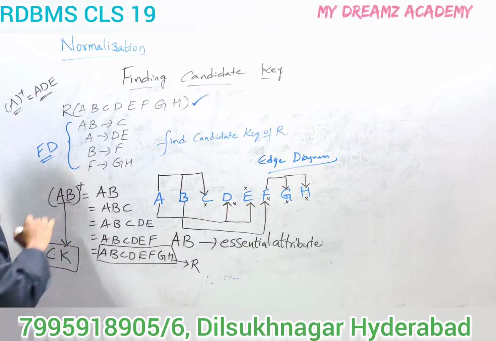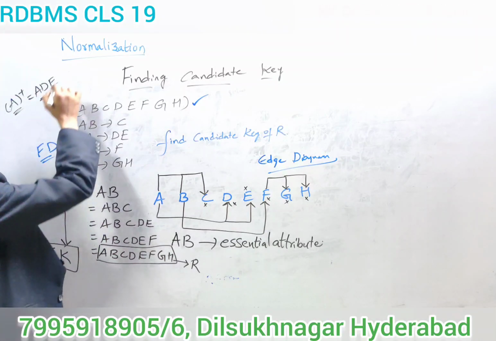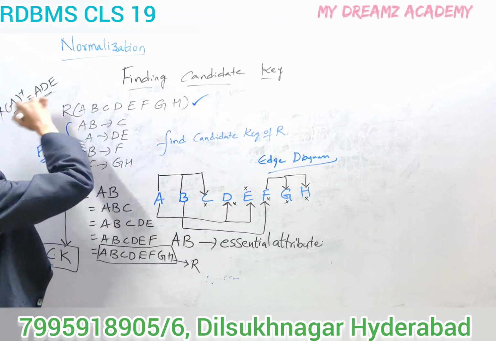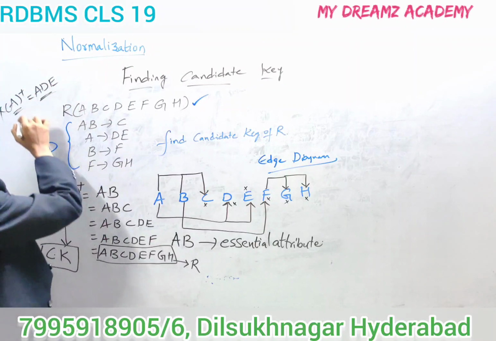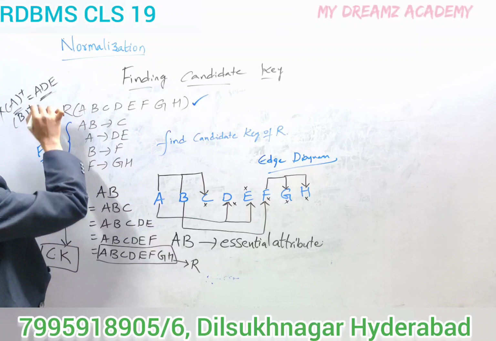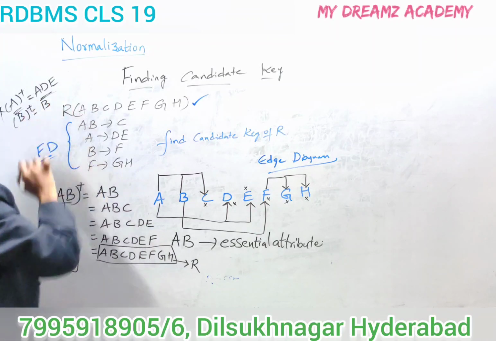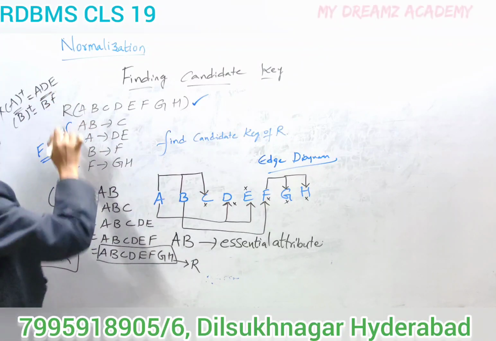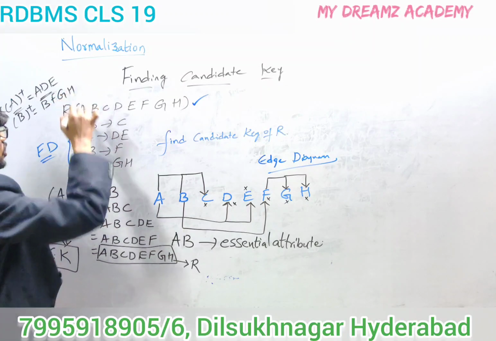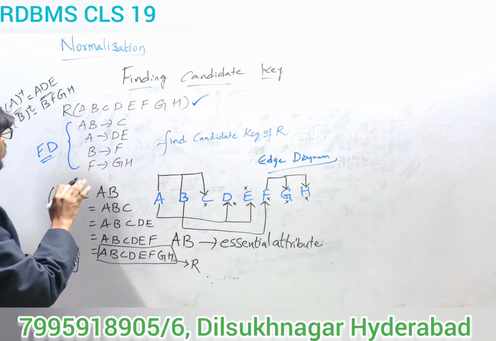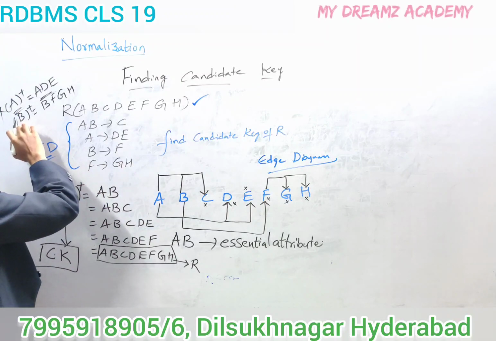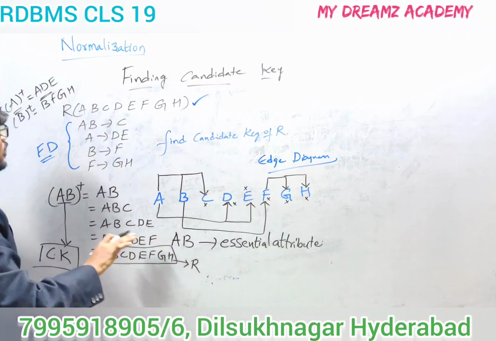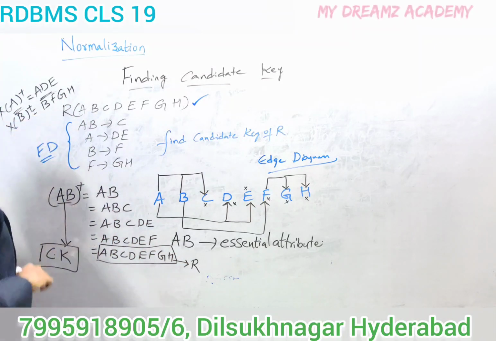So now A cannot be a candidate key. Okay. Now look for B closure. B closure means obviously B. From B I can determine F. From F I can determine GH. Any other possibilities? No possibilities. So from B I cannot determine the total set of attributes. That's why B is also not a candidate key.